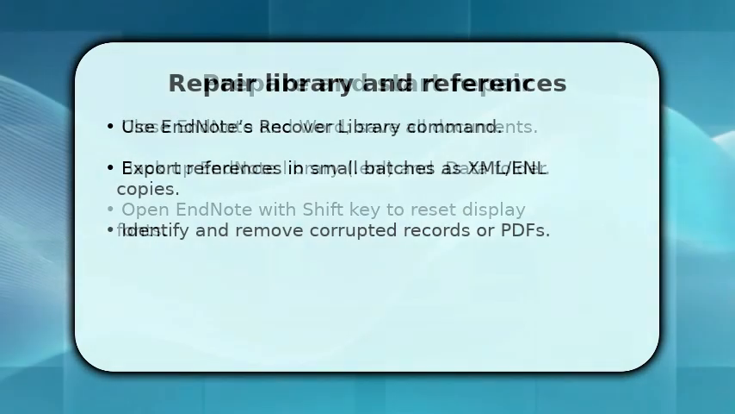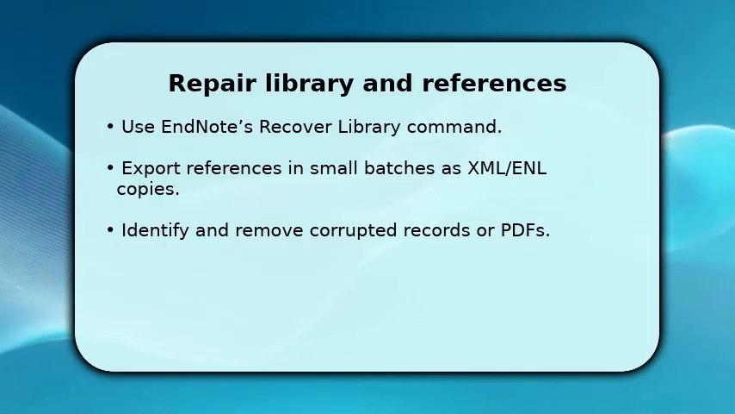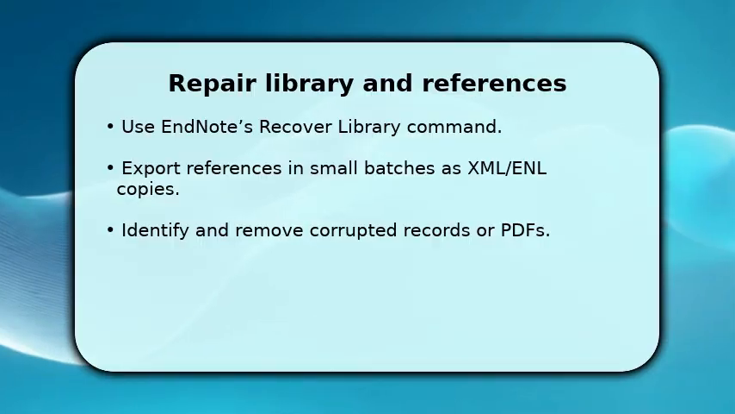Now you run targeted repairs to isolate the fault. Use File, Utilities, Recover Library to rebuild the database. This fixes index corruption while keeping citations. If recovery fails, export references in small batches as XML or ENL to find the batch that errors.